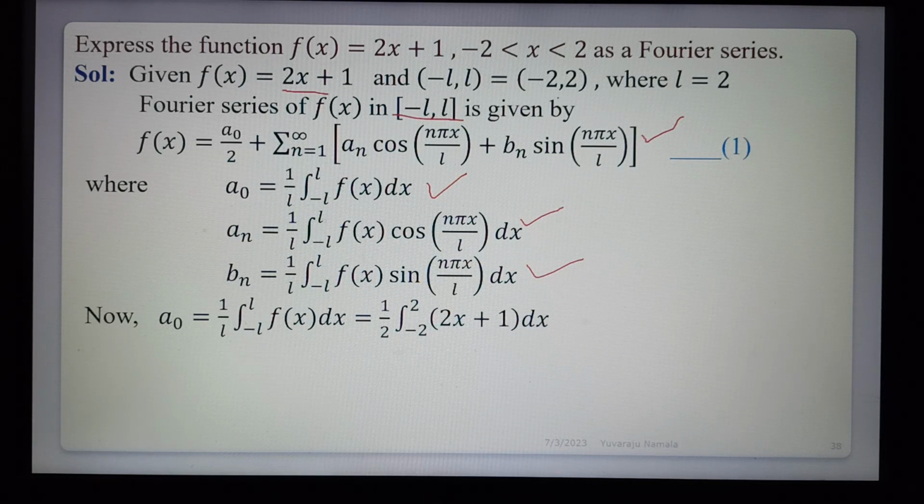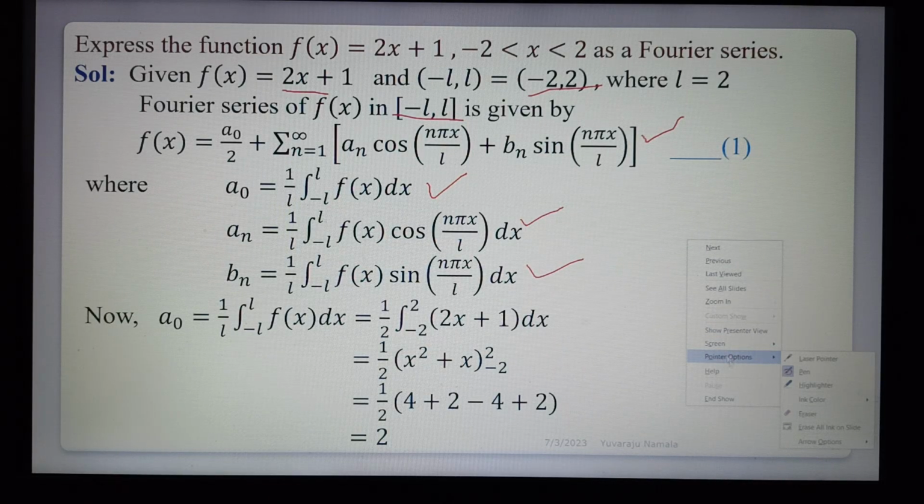L is equal to the interval minus 2 comma 2. So a naught is equal to 1 by 2 into the integration from minus 2 to 2 of the given function 2x plus 1 into dx. Now finding the integration, 1 by 2 into x square plus x, limits minus 2 to 2. Substituting here, 1 by 2 into 4 plus 2 minus 4 plus 2, that is equal to 2. So a naught is equal to 2. Similarly we have to find the a n value.